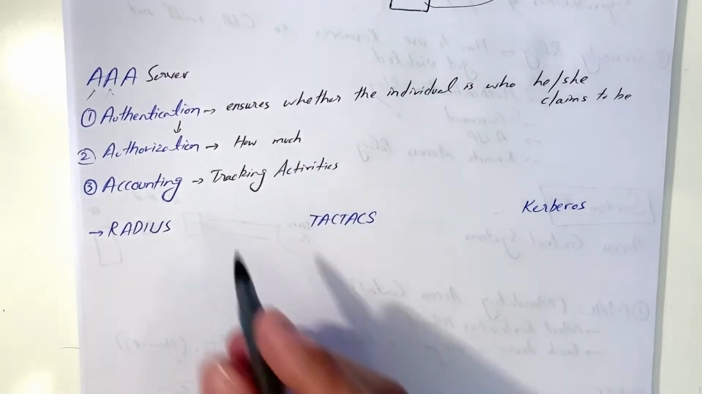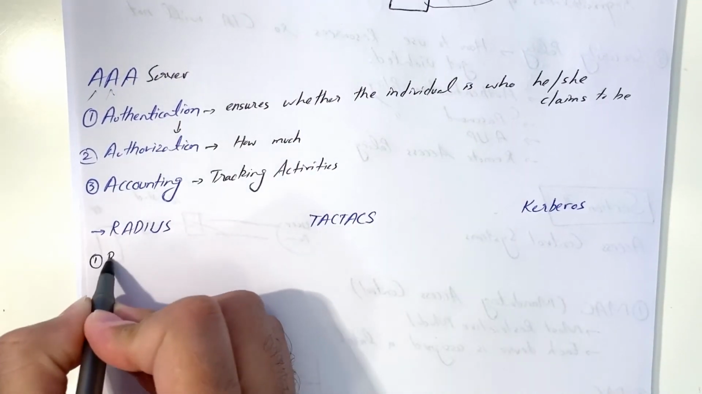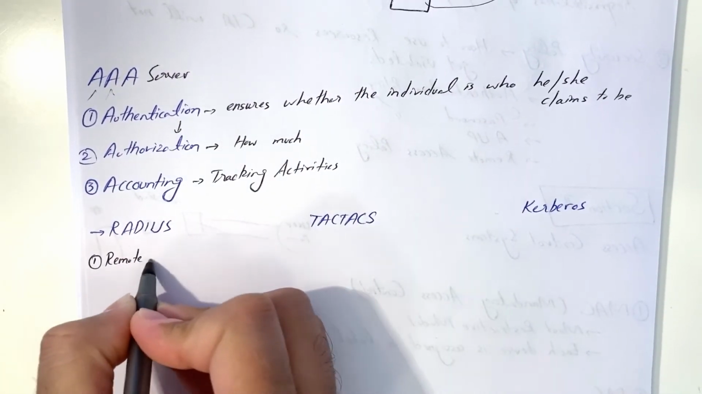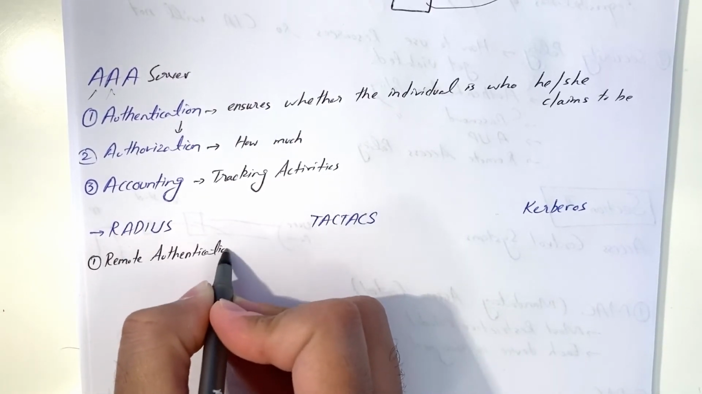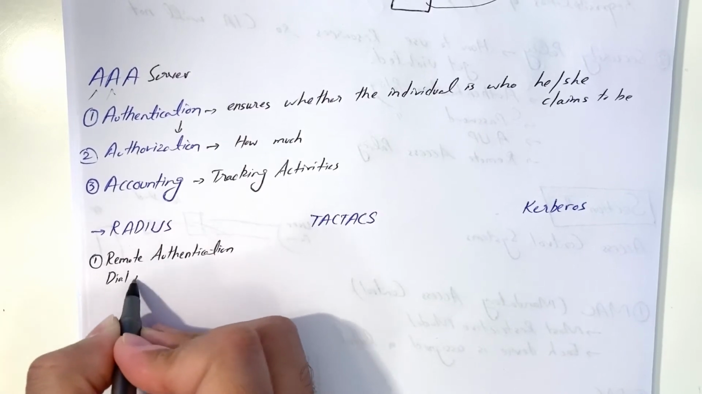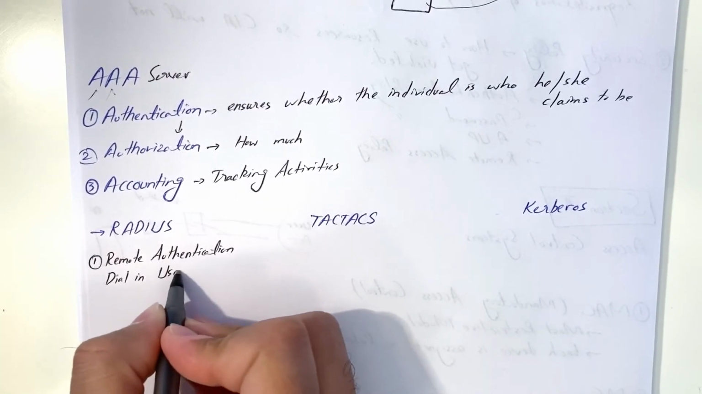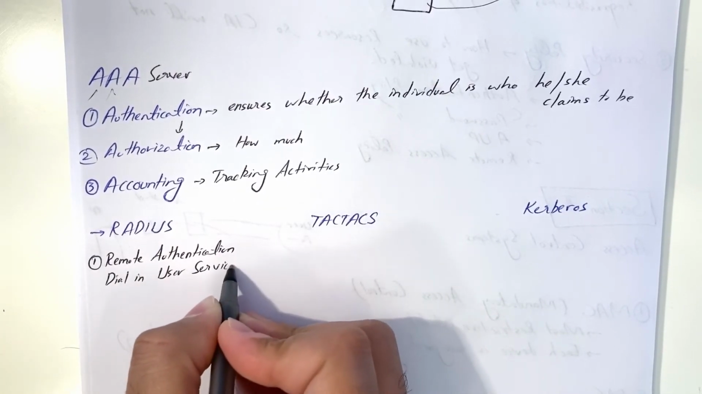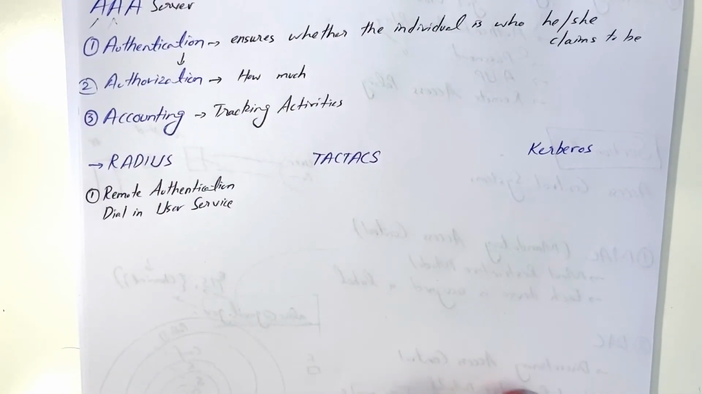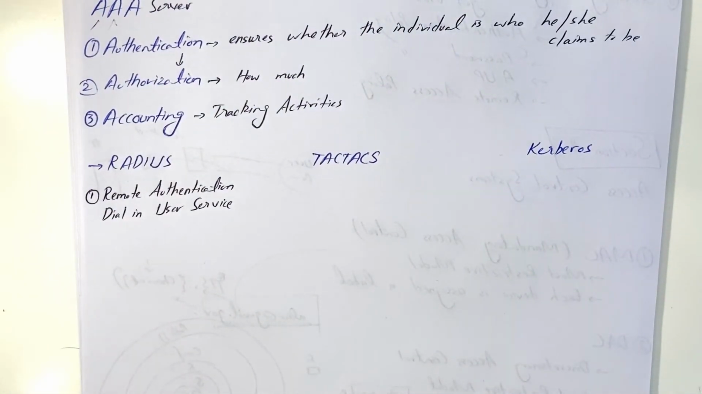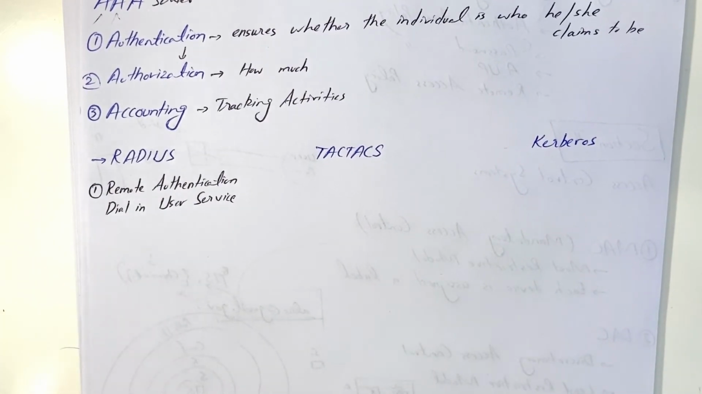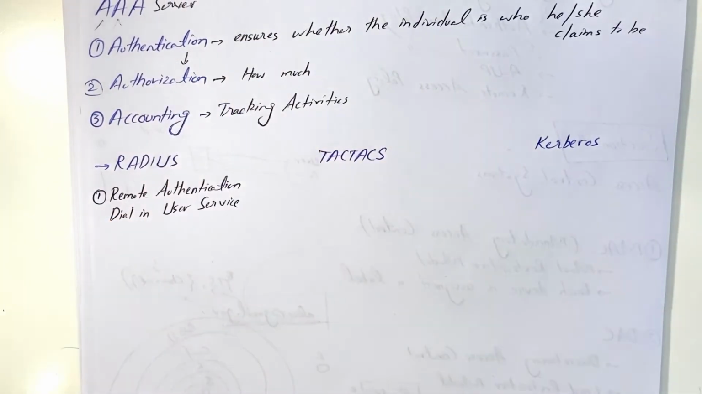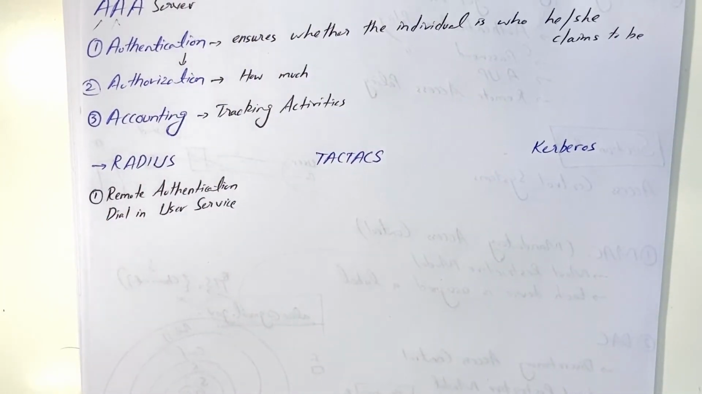One of the AAA servers is Radius. It stands for Remote Authentication Dial-in User Service. That's a server. It was introduced back in 1992, and it became the telecom industry standard. It performs authentication, authorization, and accounting to access the network resources.